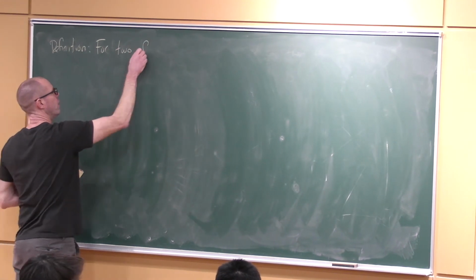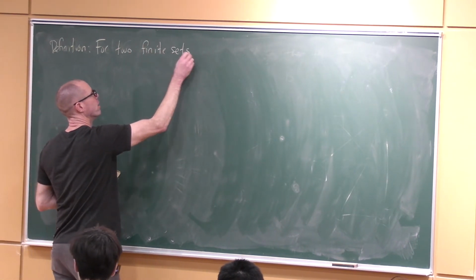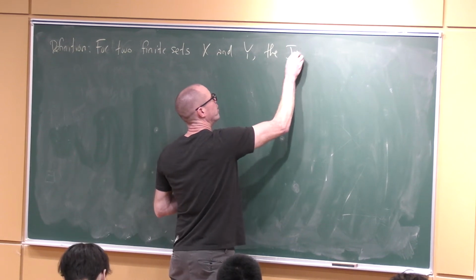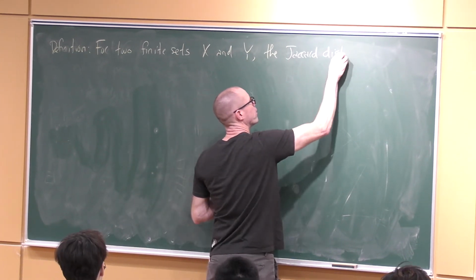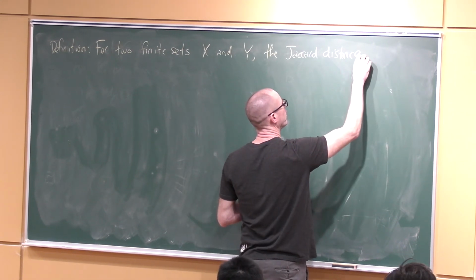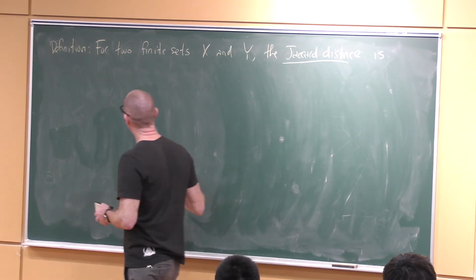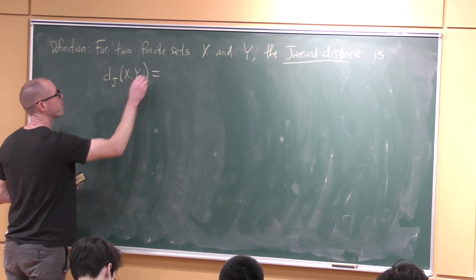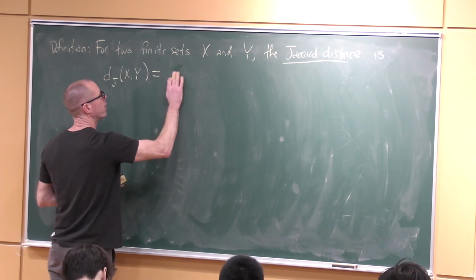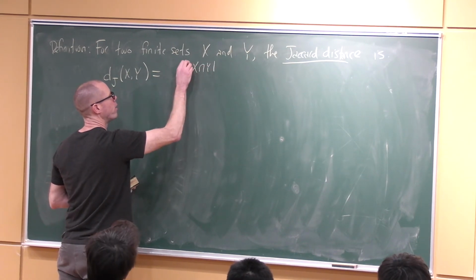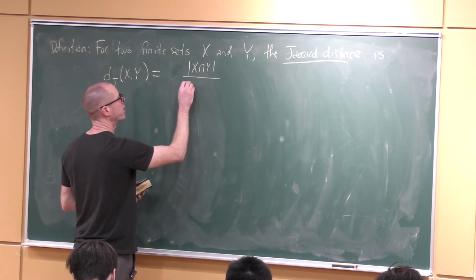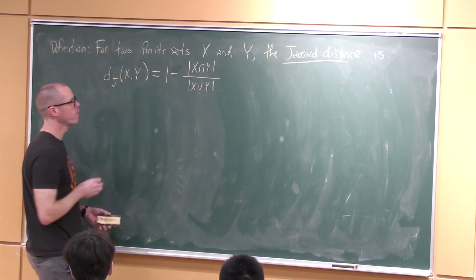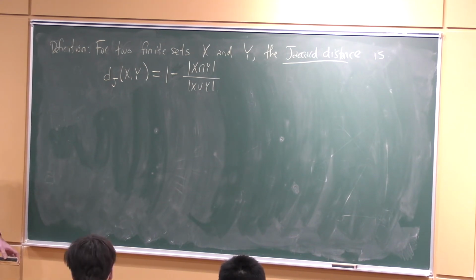For two finite sets x and y, the Jaccard distance is defined as follows. The Jaccard distance between x and y is: you take the intersection of x and y. So what do they have in common? Look at the size of that, divided by the union, and you take 1 minus that. So let's look at two extreme examples of what can happen here.